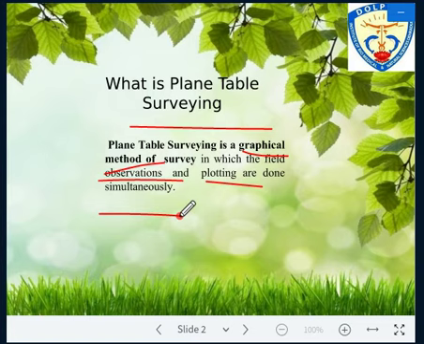It means we are not supposed to write any kind of data, or make any kind of table. We only have to use the line or curve to represent some observation. And what has to be done there? Field observation and plotting are done simultaneously. It means whatever observation you are doing on the field as a surveyor, you have to plot the same thing immediately, simultaneously, right?